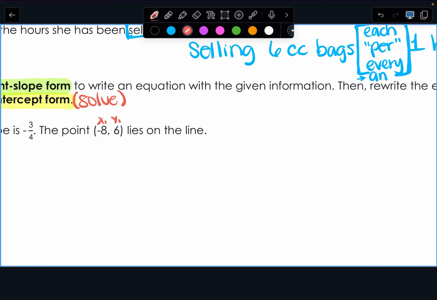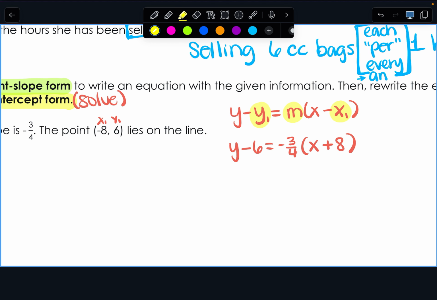So x1, y1. What is the formula for point slope form? Y minus y1 equals slope m times x minus x1. Good. You plug in y, m, and x. So on the left side of the equation, we get what? Y minus 6 equals negative 3/4 times x plus 8. Very good. Plus 8.